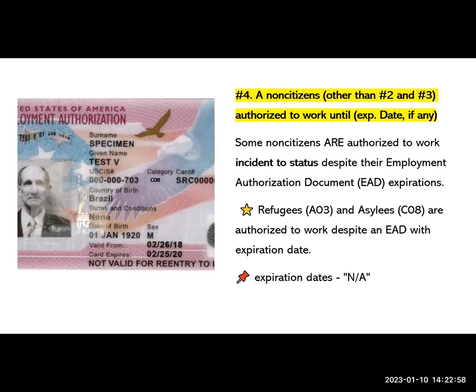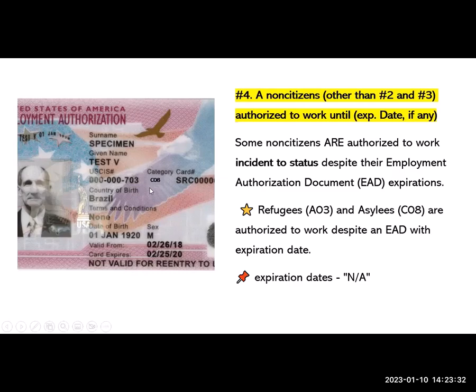I've seen quite a few refugees and asylees with an EAD. So this has come up a lot more in the last few years than in the past for me. So refugees, the category code, and so this is important. If you look, and this is another USCIS number, you see the surname, and again, this is a sample, it says specimen test, then there's the USCIS number, and then if you go to the right of that, it says category.